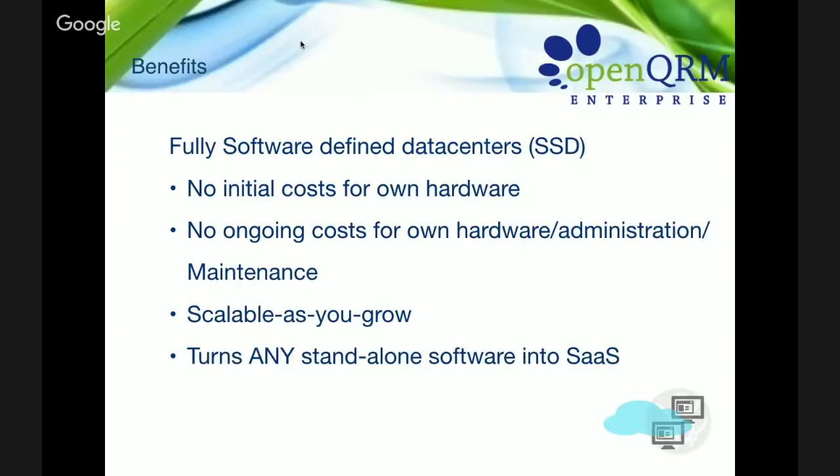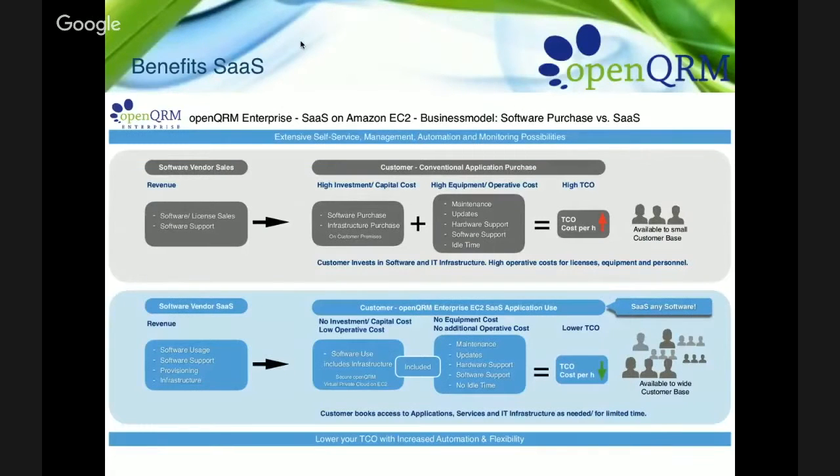Now, just a quick view here on the benefits of software as a service. What you see here is a view of the business model. We have the two models. The traditional model, the software vendor sales, meaning a software vendor offers applications per license, per download, and an additional revenue stream is the software support. What this means on the customer side is, of course, that the software needs to be purchased, and accordingly, the infrastructure also needs to be acquired. And then we have the maintenance, updates, and support. So the customer invests in software and IT, and has high operative costs for ongoing equipment and licensed personnel.